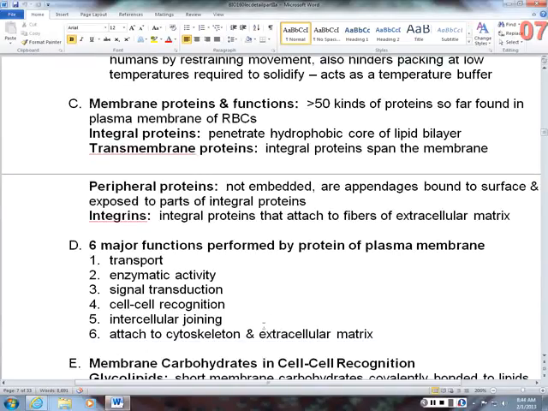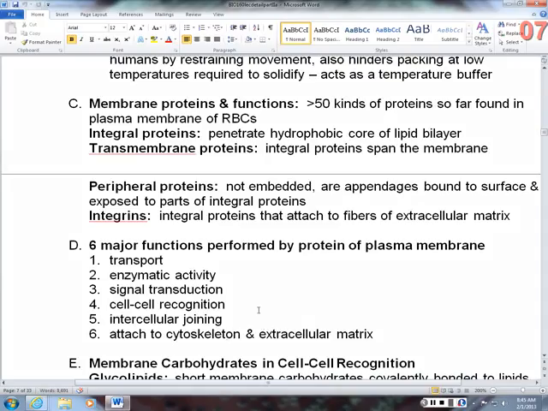And then the peripheral proteins are appendages bound to the exposed parts of the integral proteins. So you can have stuff attached onto those on the outside of the cell in there. So the integrins are going to be integral proteins that attach to fibers of extracellular matrix. So then you can have this extracellular matrix out there that can attach to it as well.